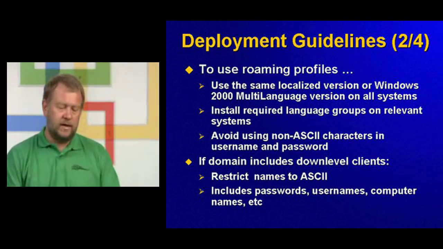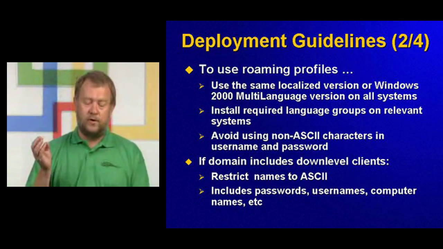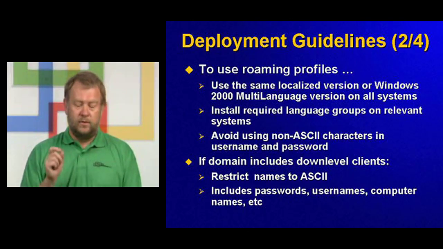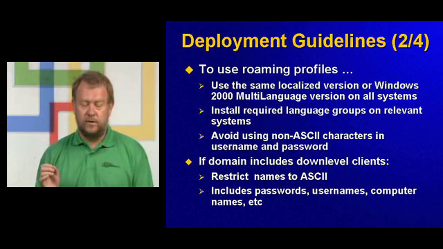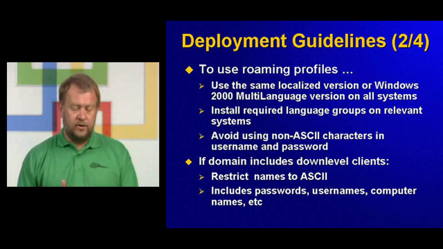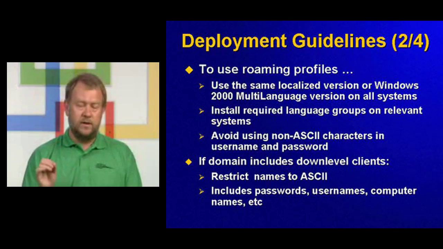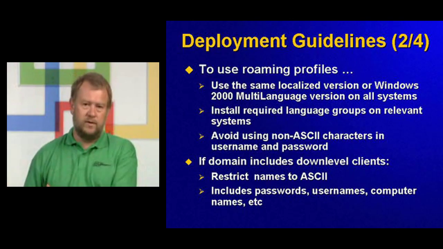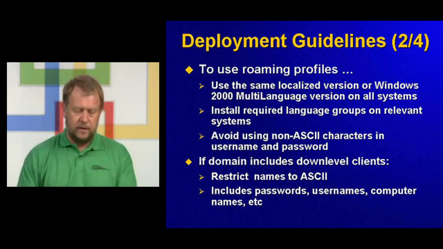Some more guidelines. To use roaming profiles, we mentioned this, it's best to use the same localized version of Windows 2000 or the multi-language version of Windows 2000, because that counts as one localized version. And you should install all required language groups on all relevant systems, so when someone roams from one system to another, they'll have that language group available.